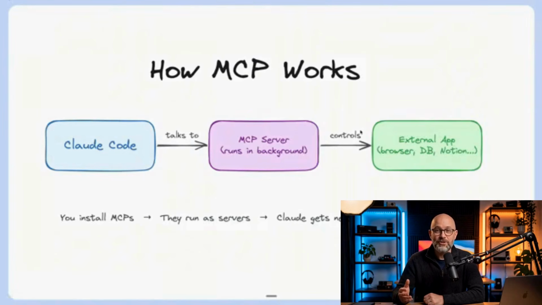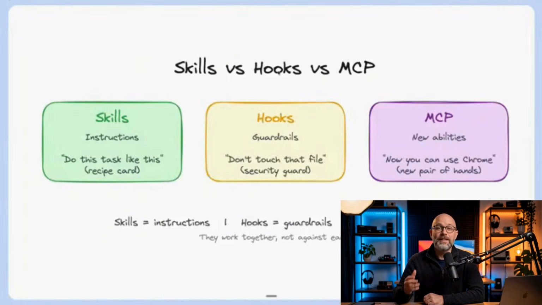There's a big difference you need to understand between skills, hooks, and MCP. Skills are just instructions. Do this task this way, like a recipe card. Hooks are guardrails. Don't touch this file. But MCP is brand new capabilities. It's like giving Claude a new pair of hands to use Chrome, for example.